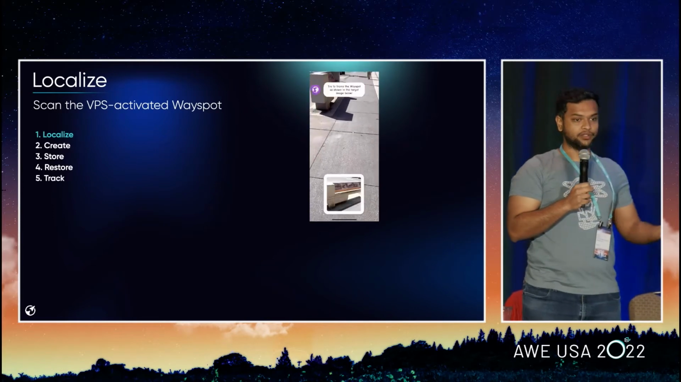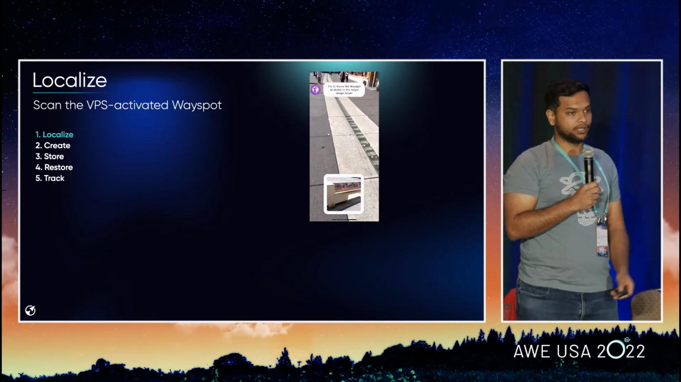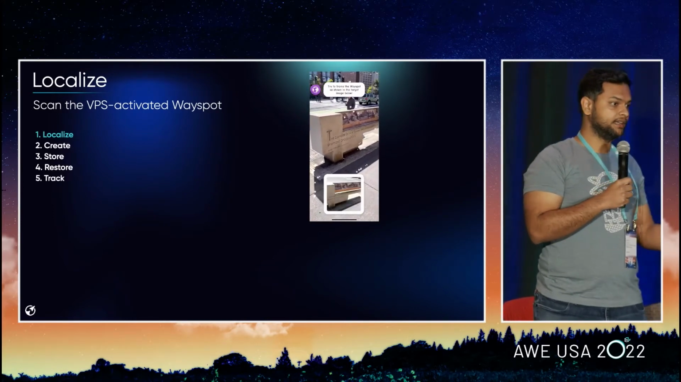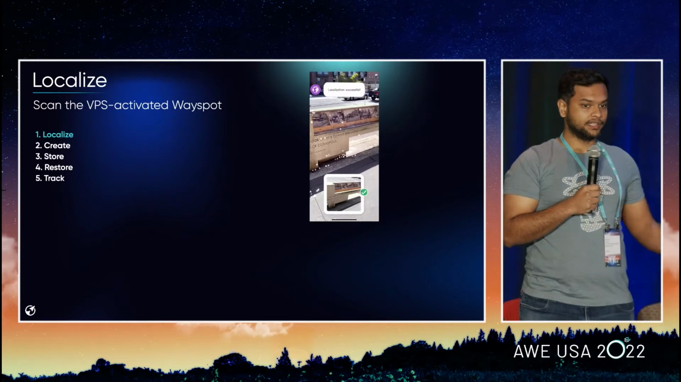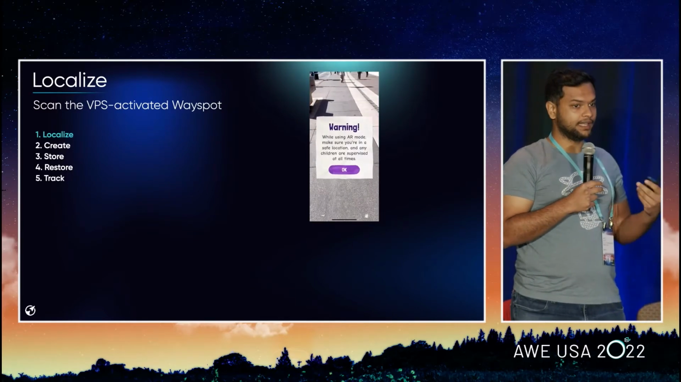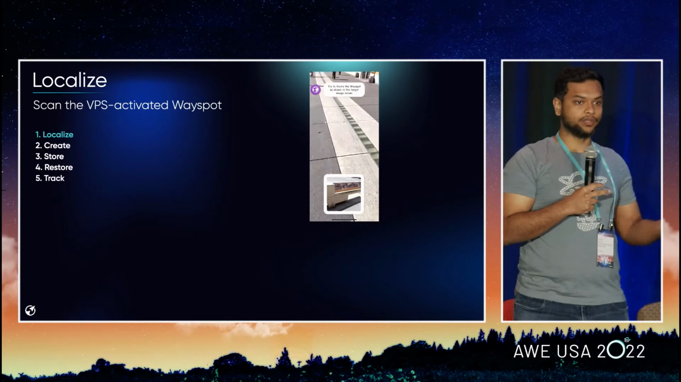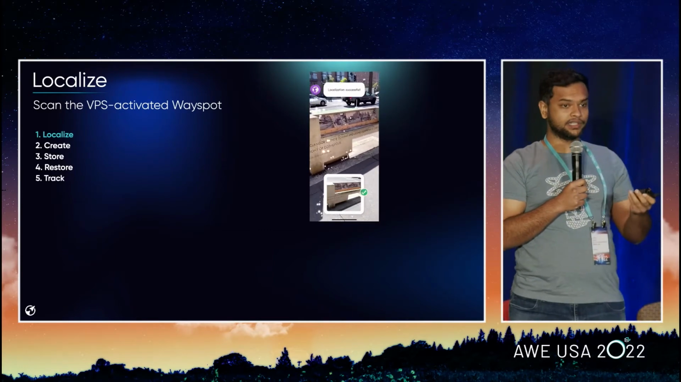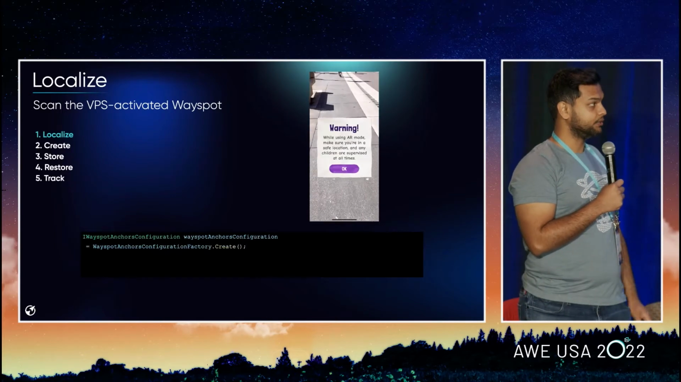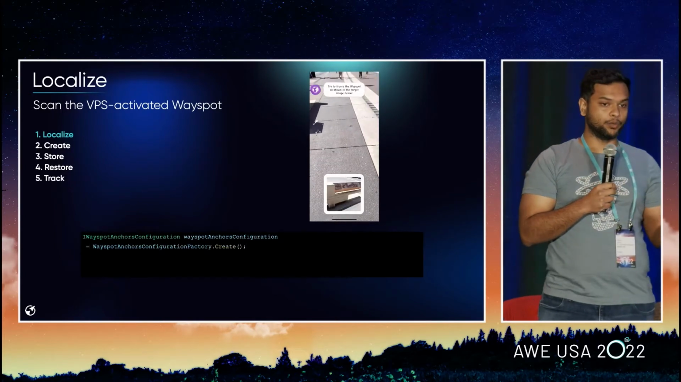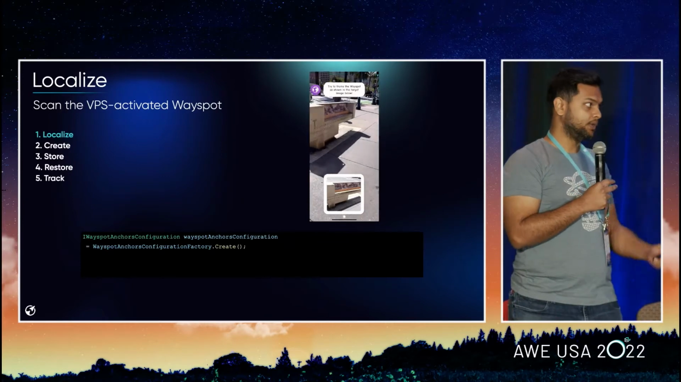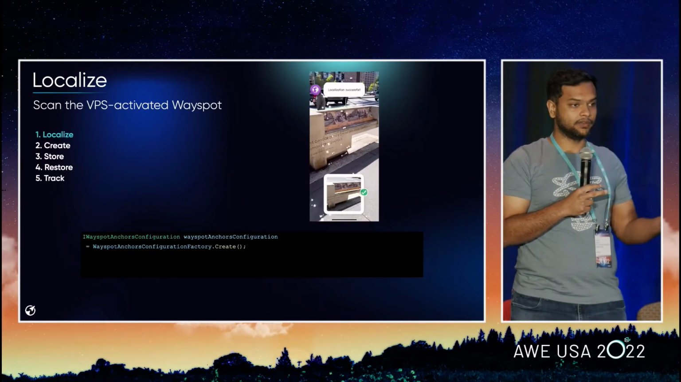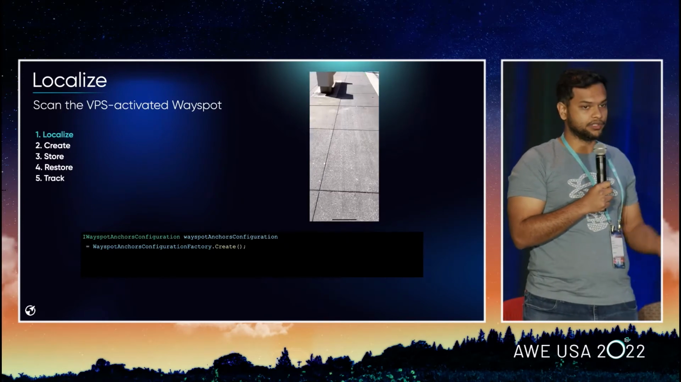So now that we have our user at this VPS-activated location, it's time to turn on the camera and get into AR. So the first step, as Ian mentioned, is to get the device to recognize where it is with respect to the world, what we call localization. In order to do this, there are three lines of code that you need. The first, you need to create a Wayspot Anchor configuration, which has some parameters that developers can tune if they choose, or they could just use the default configuration.